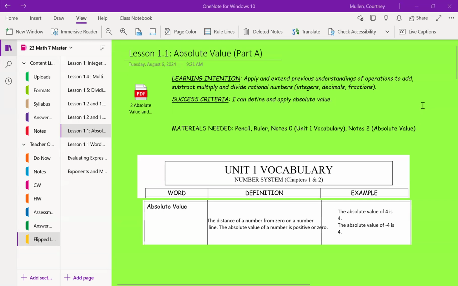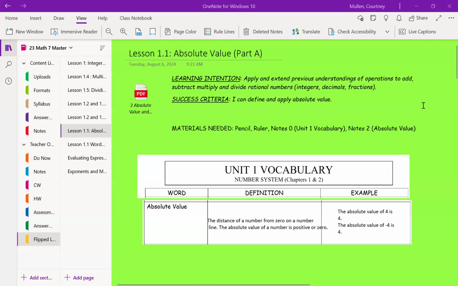Hello again. Today we're going to be talking about absolute value. So our success criteria is I can define and apply absolute value. You will need a pencil, might need a ruler, note 0, so your unit 1 vocabulary, and note 2 on absolute value. So what is absolute value?